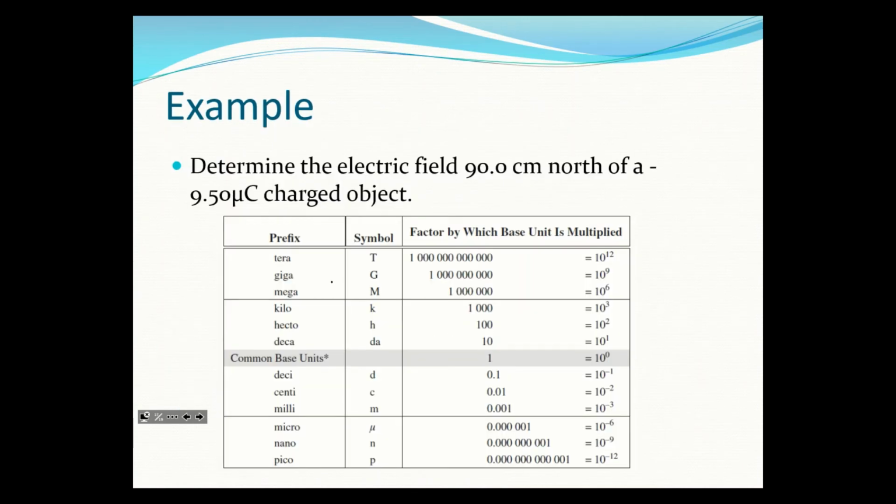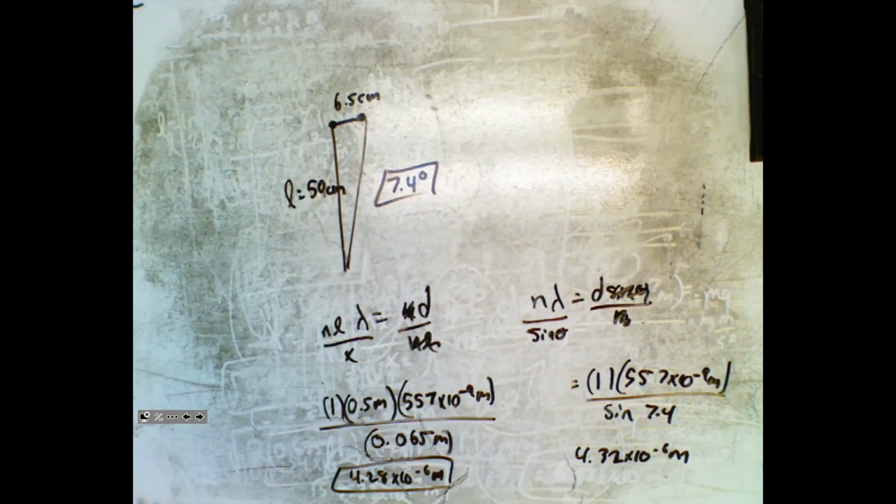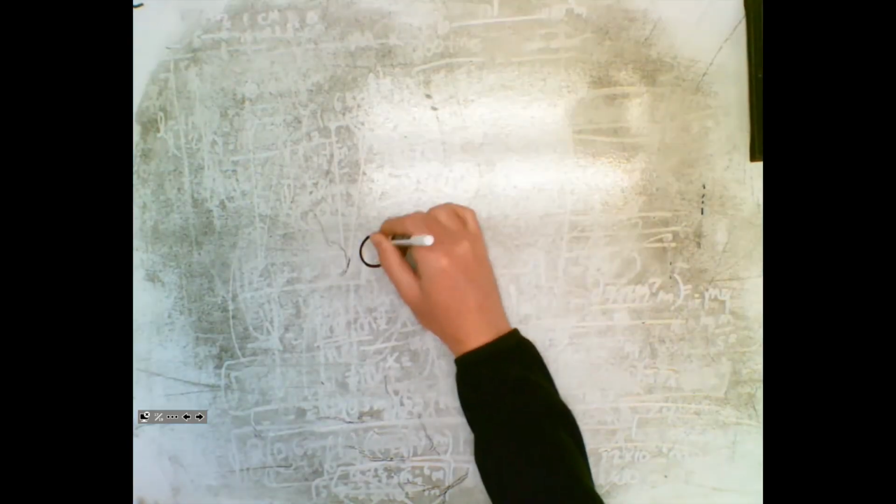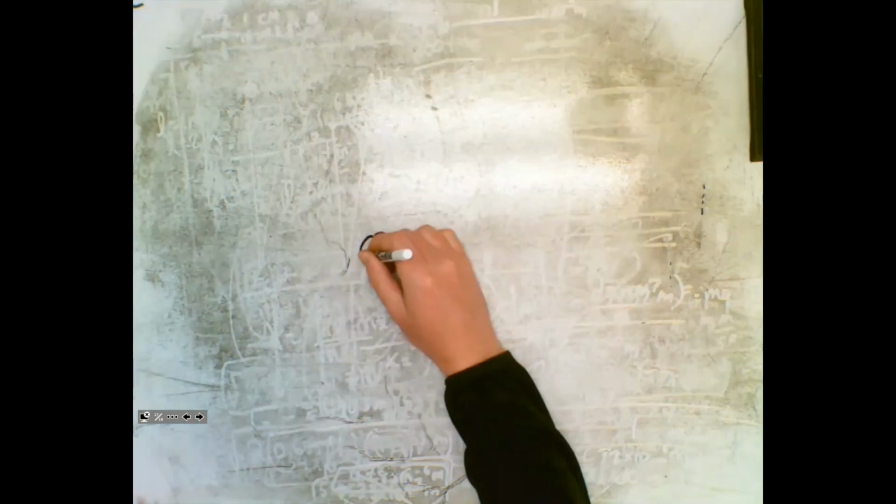So let's do an example here. Determine the electric field 90 centimeters north from a 9.5, ooh, what's this? Microcoulomb. Remember that that's micro, which is times 10 to the negative 6. So if I wanted to do that question, let me switch to my board here because it's a little bit easier. So determine the field 90 centimeters north of a negative 9.5 microcoulomb charge. So this is 9.5 microcoulombs.